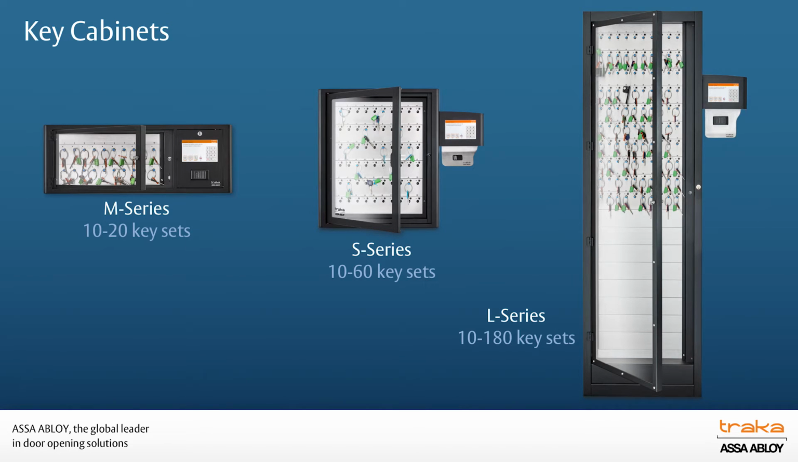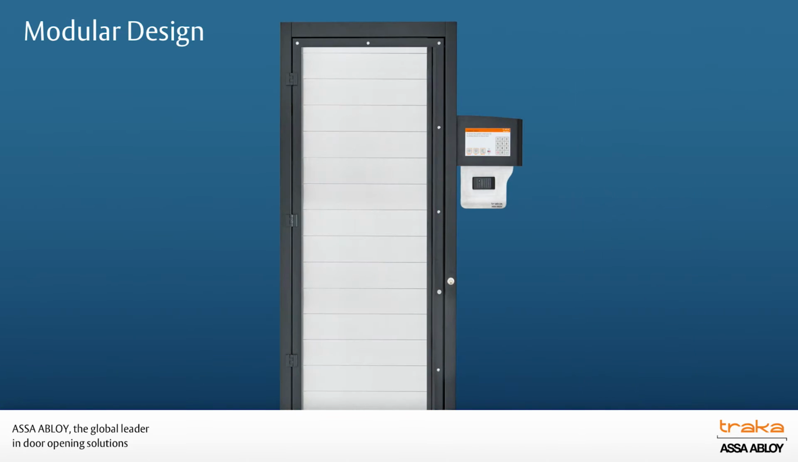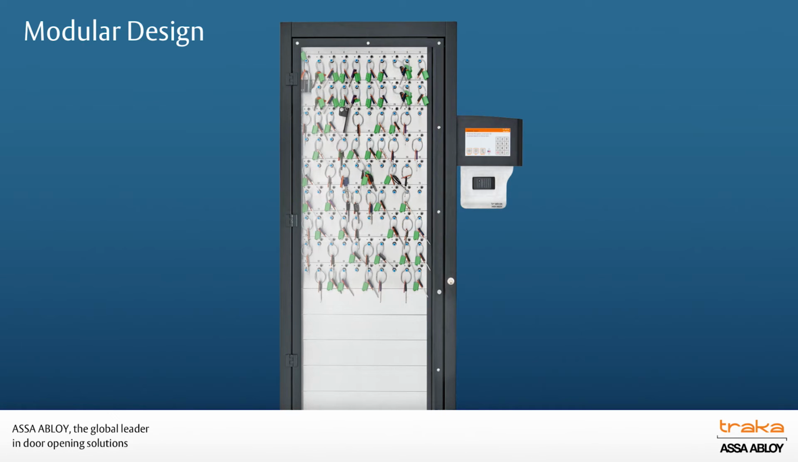Now, each of these systems is modular in increments of 10. So for example, if you have 90 sets of keys to be managed, we can do our L series, populate it with 9 receptor strips, and then blank off the rest of the cabinet, which can be expanded in the future as your needs grow.